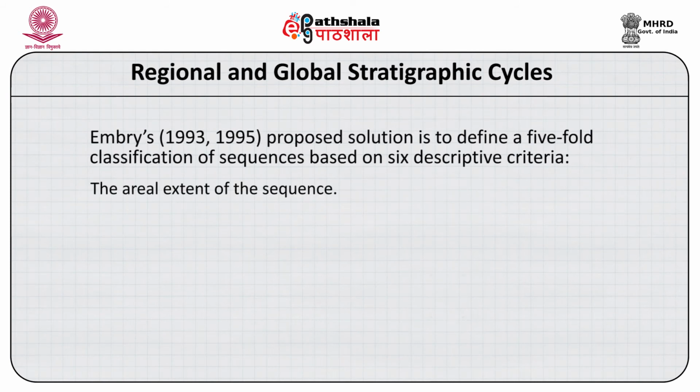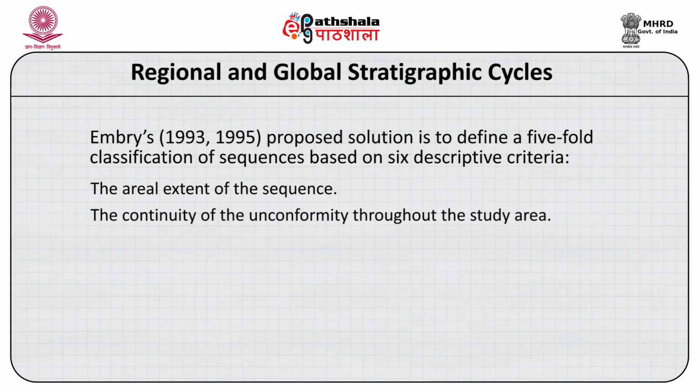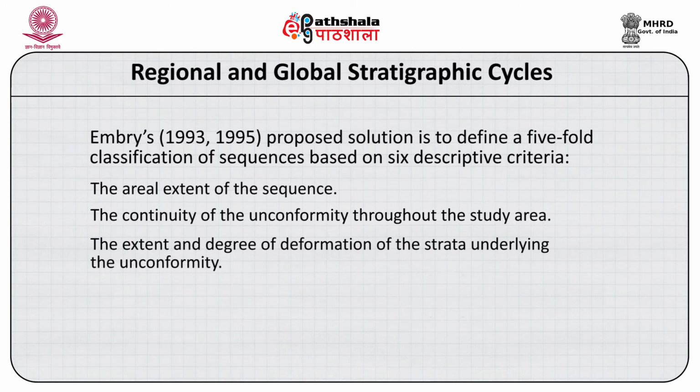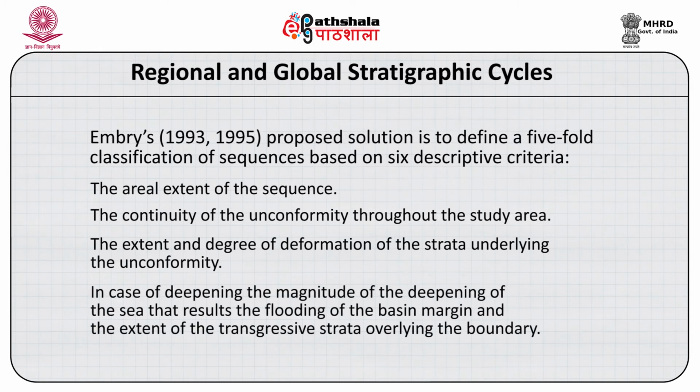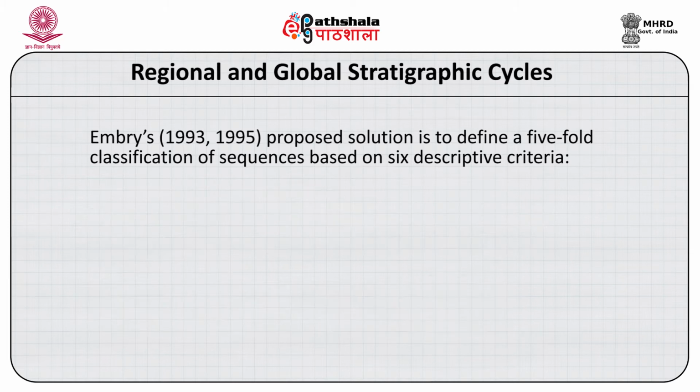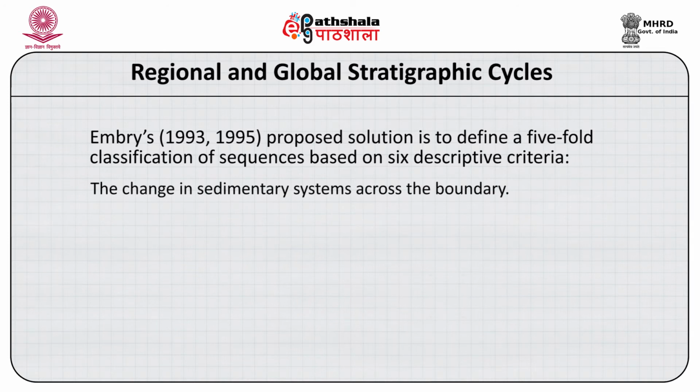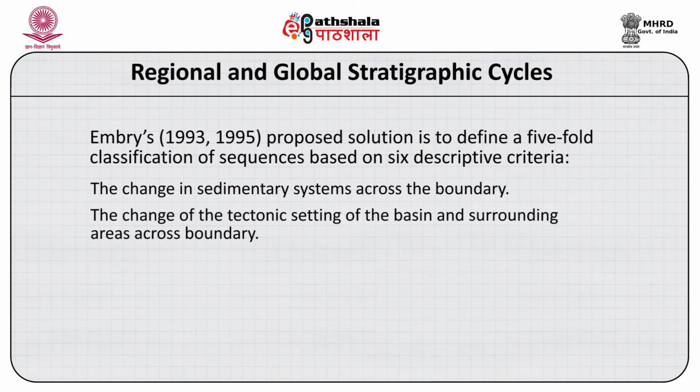Number 1, the areal extent. Number 2, the continuity of the unconformity throughout the study area. Number 3, the extent and degree of deformation of the strata underlying the unconformity. Number 4, in case of deepening, the magnitude of the sea level rise that results in the flooding of the basin margin, and the extent of the transgressive strata overlying the boundary. Number 5, the change in sedimentary system across the boundary, and number 6, the change in the tectonic setting of the basin and surrounding area across the boundary.